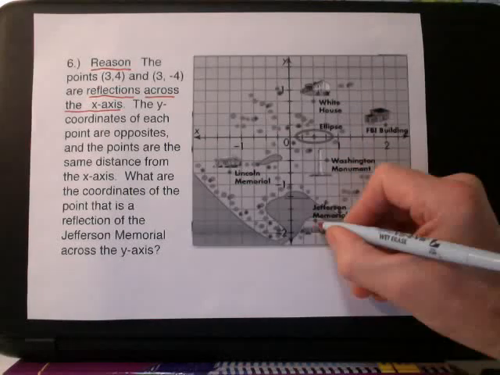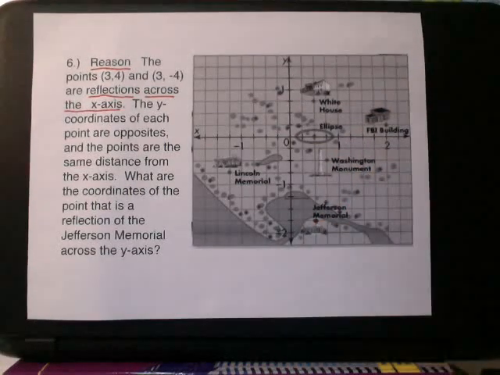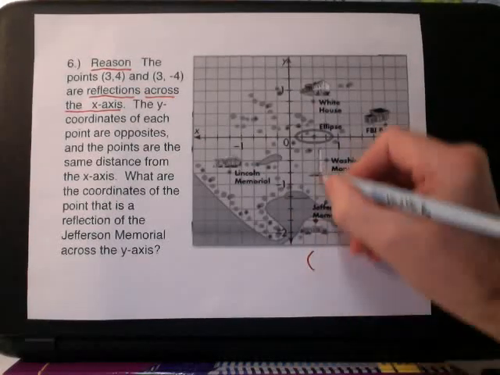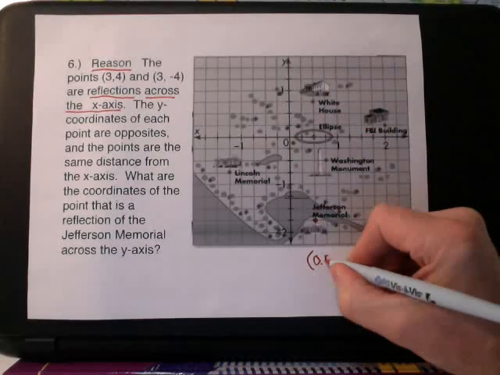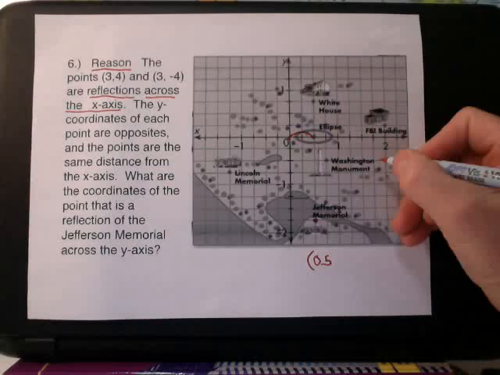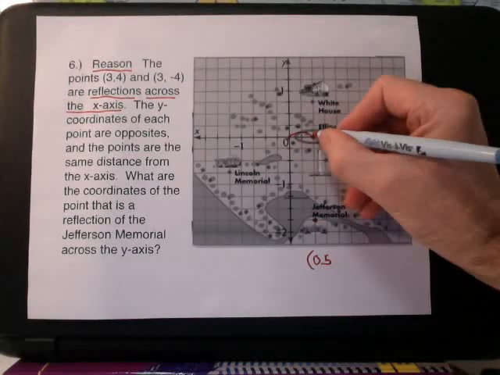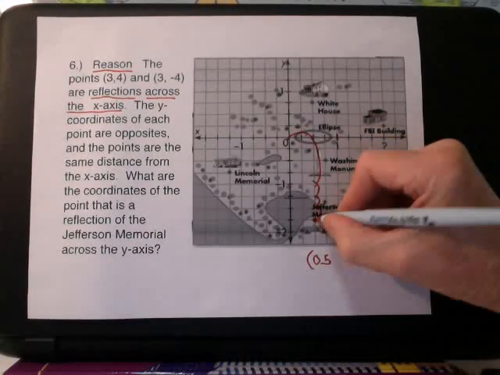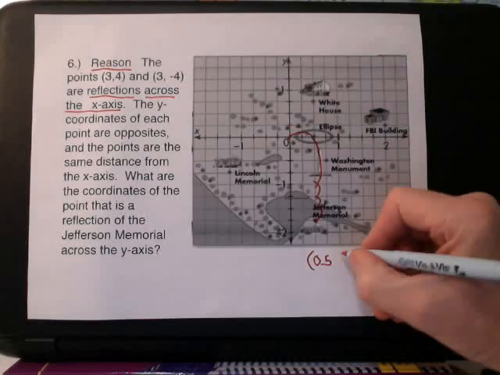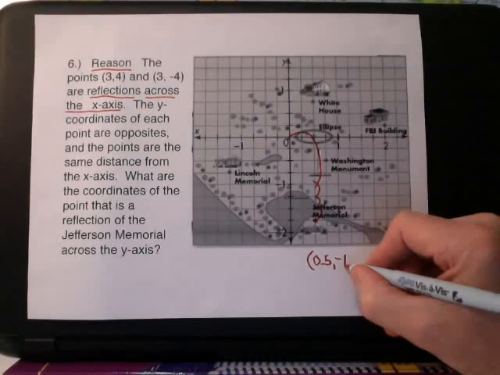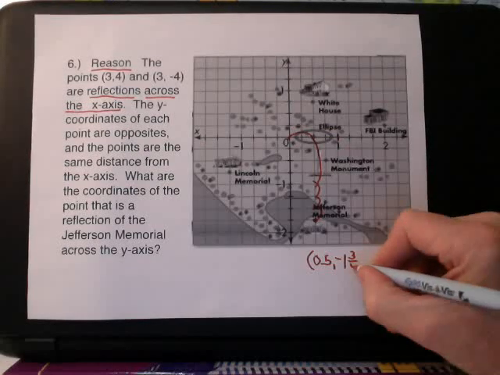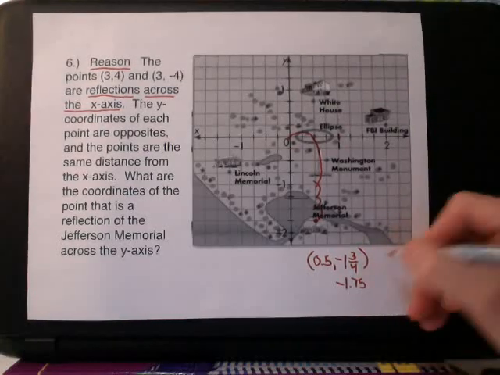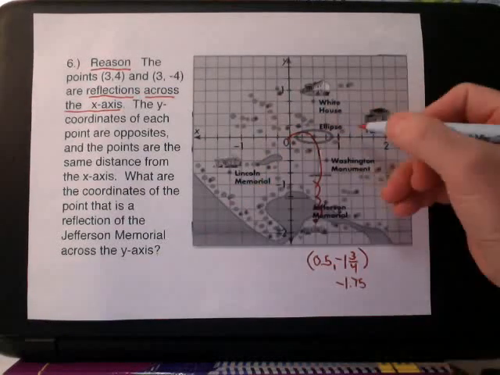All right, well, if we look at the Jefferson Memorial, it's located right there at that point, and its coordinates would be 0.5, because we came over half that distance to the unit, and then we came down 1 full unit, and then 1, 2, 3. So what we've done is we've got a negative 1 3/4, or negative 1.75.